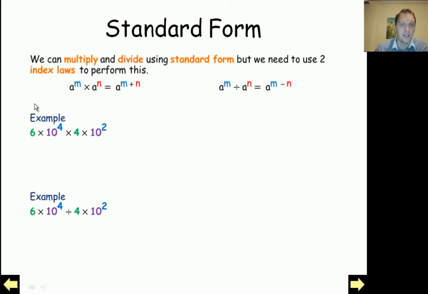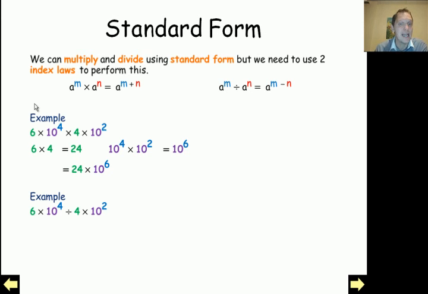So here I've got 6 times 4, which I'm going to deal with first. My 6 times 4 gives me 24. And now I'm going to deal with my powers. So 10 to the power 4 times 10 to the power 2. That's going to give me the same base number, which is 10. And adding our powers together, 4 plus 2, that gives me 6. So 10 to the power 6. Bringing these two together, 24 times 10 to the power 6.